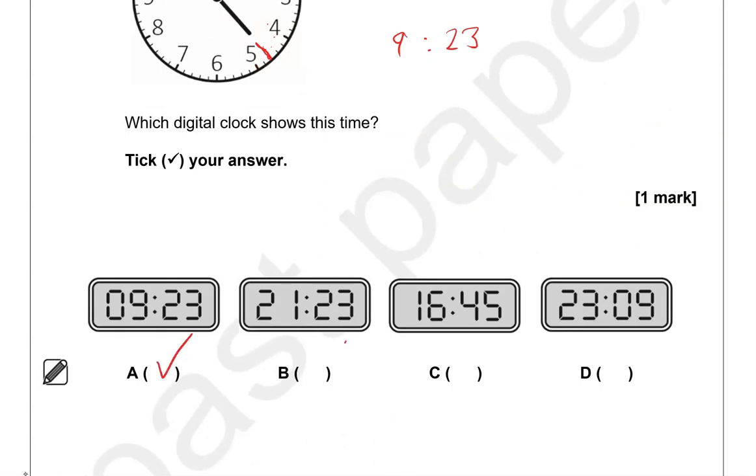Looking at this, this is 9:23, but that's in the evening. And looking at this, now this is 4:45. This is 11:09 at night. So option A is the only correct one.